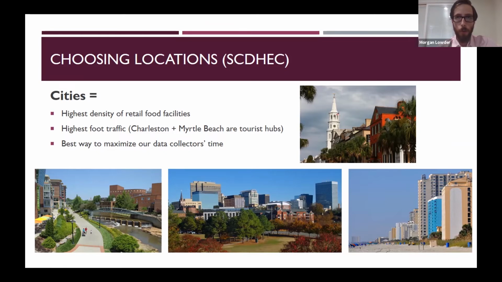We also wanted to consider our inspectors' time since our timeline was relatively tight. Sending our data collectors out into South Carolina's many rural areas was probably not the best use of our time. So we ultimately decided on this city format.